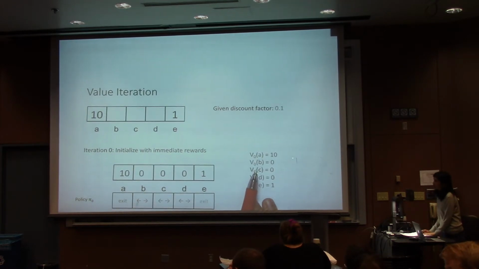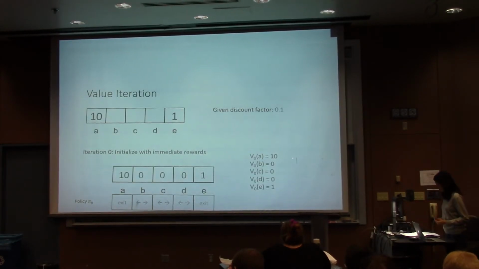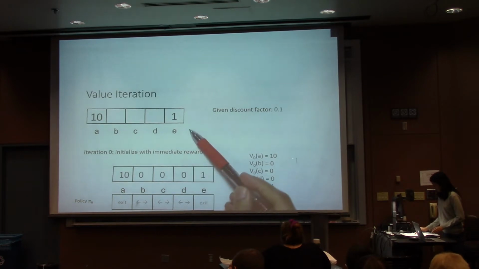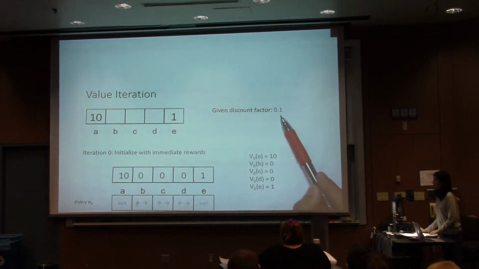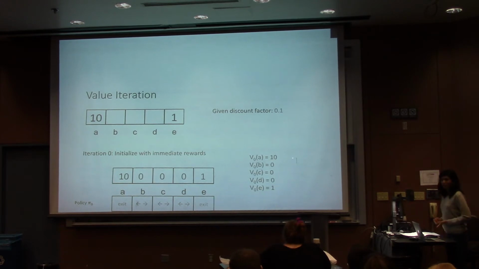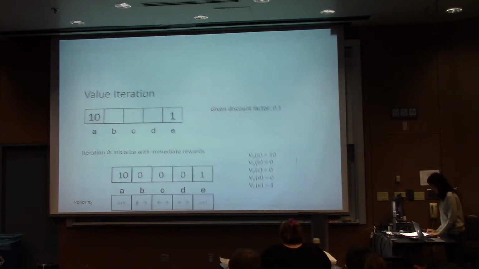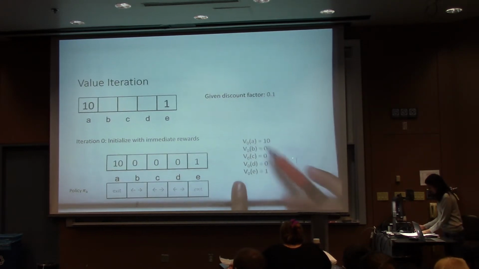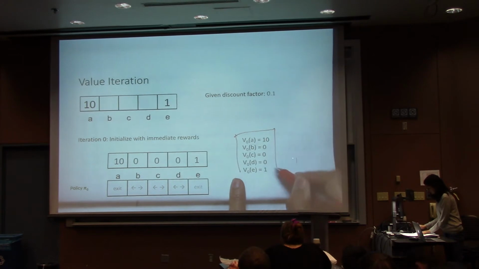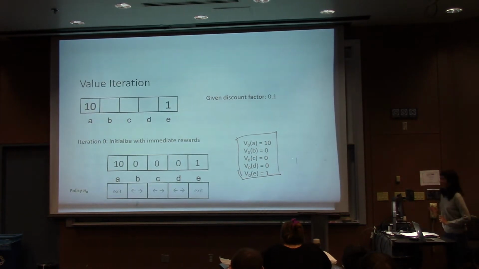So let's move on to a value iteration example. We have the same example from before, but now we have a discount factor of 0.1. So for the first iteration, initialize with immediate rewards. We know that we only get immediate rewards in the exit states. So 10, 1, and the rest of them are 0. So then you can write the V0 values for each state.